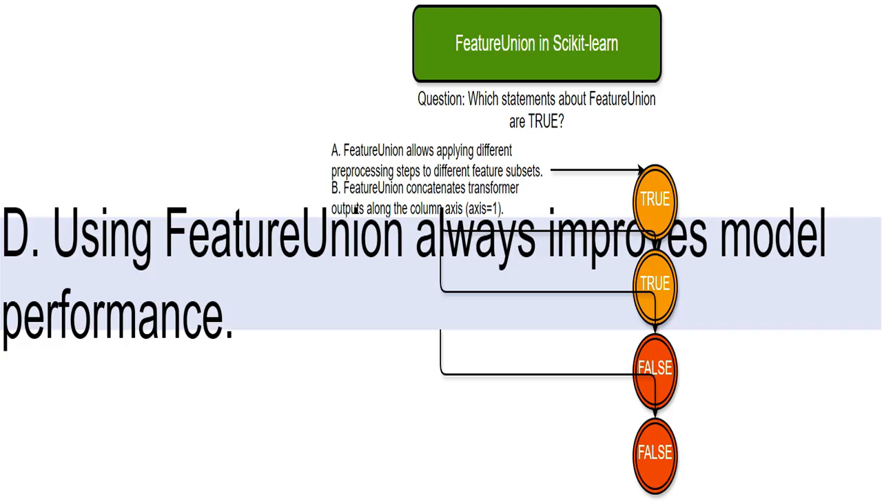This is also false. Using FeatureUnion isn't a magic bullet for better results. Its effectiveness depends entirely on whether the separate pre-processing steps are actually helpful for your specific data and model. Sometimes a single, well-chosen transformer is perfectly adequate. It's like choosing tools for a job. Sometimes a hammer is enough, while other times you need a whole toolbox. FeatureUnion provides more tools, but doesn't guarantee a better outcome.